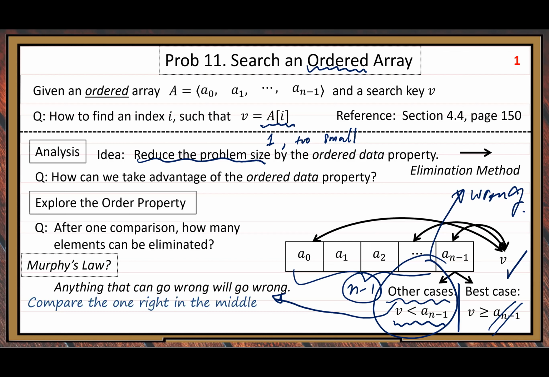So compare the element right in the middle. All right, right in the middle. We call it a median. Here regarding the median, what's the definition of the median?